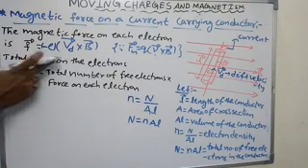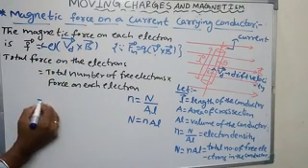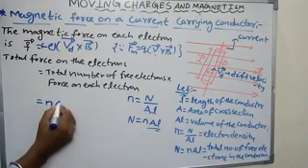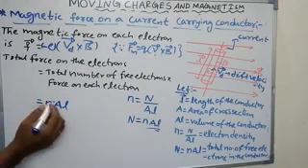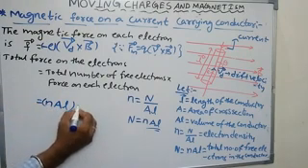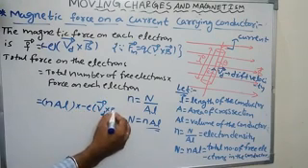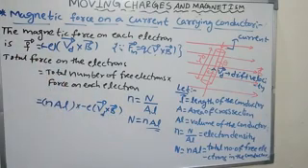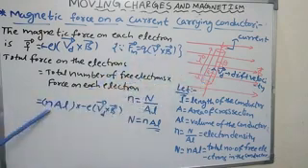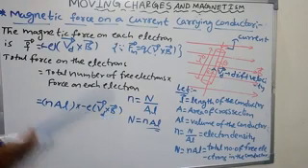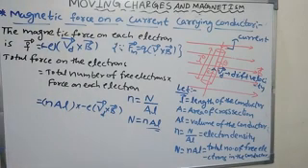Now write the expression for the total force on the electrons. Total force on the electrons is the total number of free electrons, n into A into L, into the force on each electron, which is minus e into Vd bar cross B bar. Correct? So the total force is n into A into L into minus e into Vd bar cross B bar. Now simplify this expression.